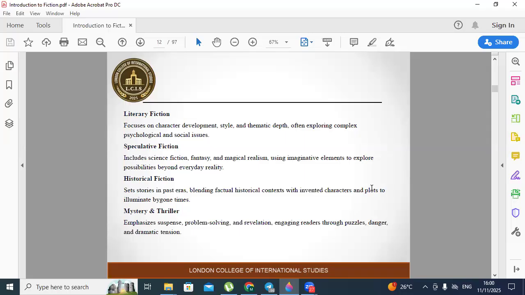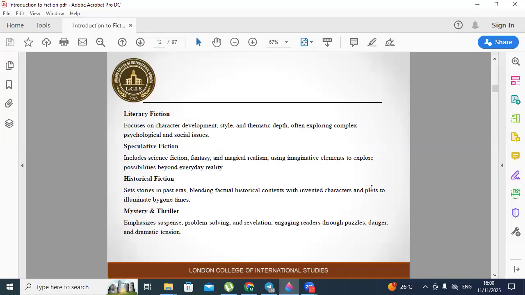Speculative fiction includes science fiction, fantasy, and magical realism, genres using imaginative elements to explore possibilities beyond everyday reality. These aren't escapist in any negative sense. They use impossible scenarios to examine real questions. Ursula Le Guin's science fiction explores gender and politics. Gabriel Garcia Marquez's magical realism examines history and memory.